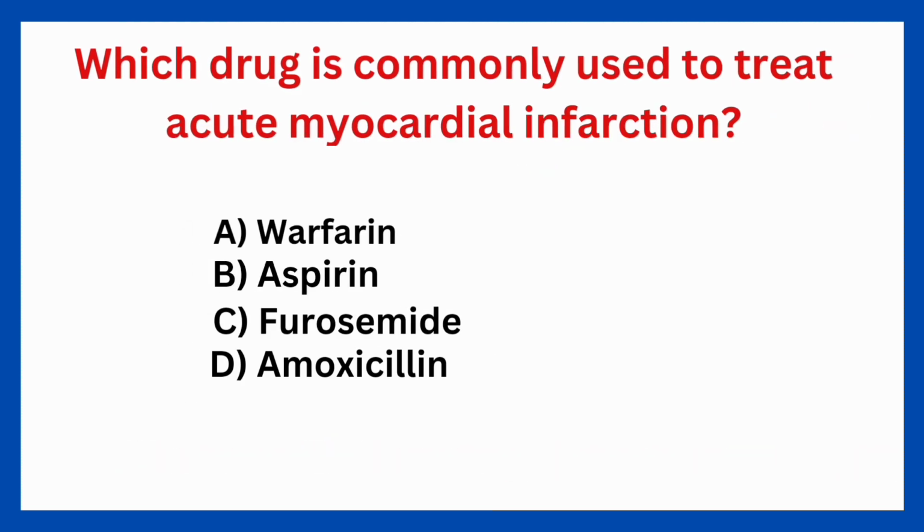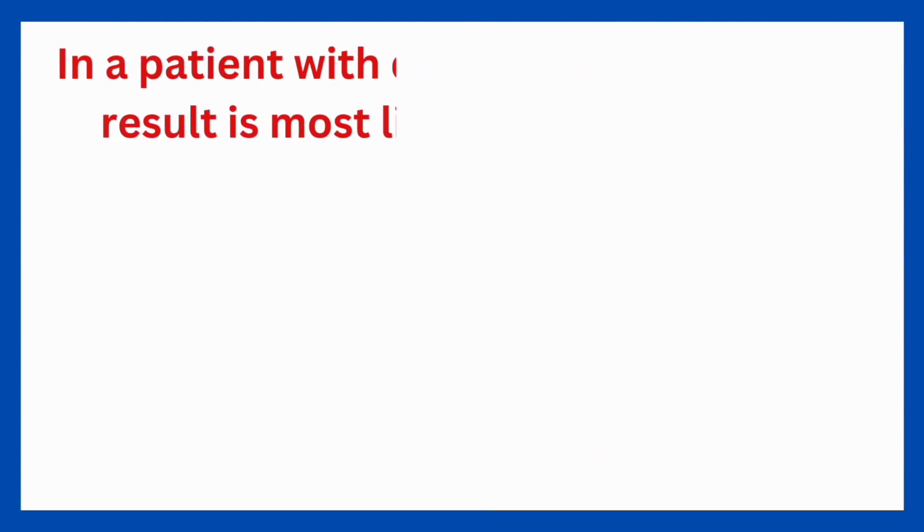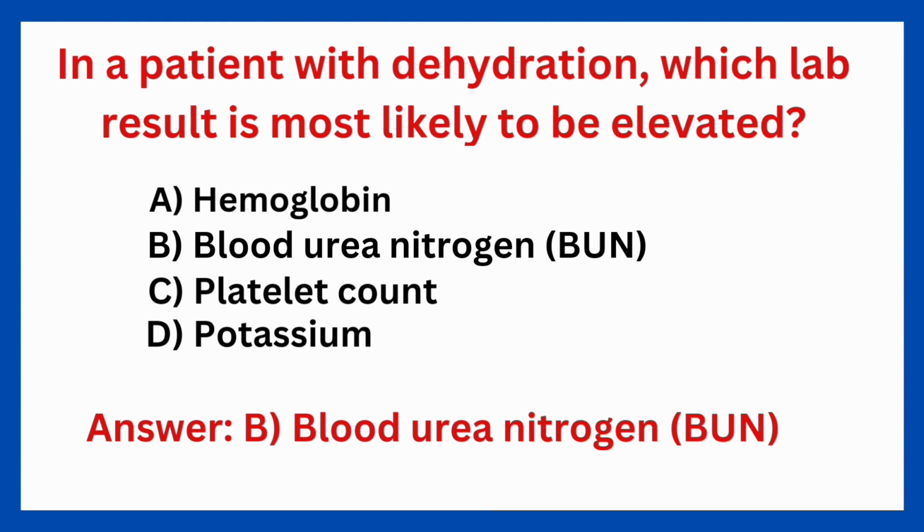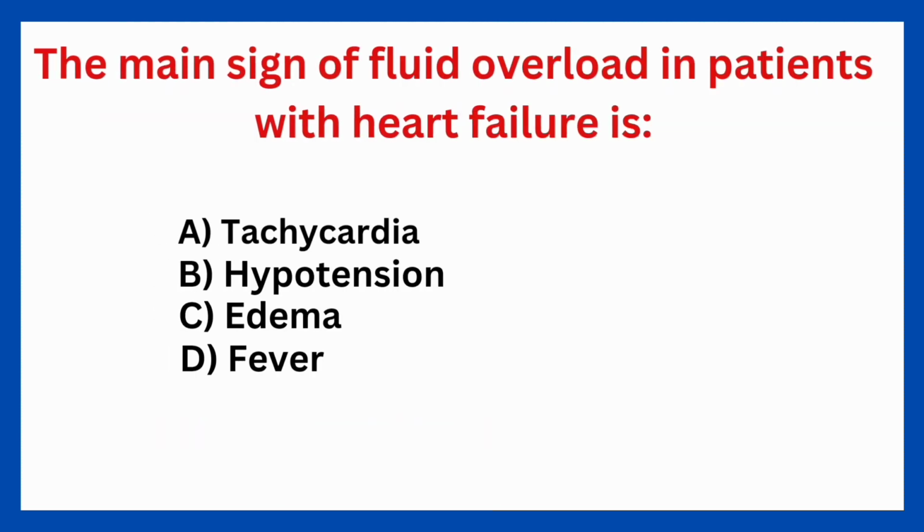Which drug is commonly used to treat acute myocardial infarction? Right answer is option B, aspirin. In a patient with dehydration, which lab result is most likely to be elevated? Right answer is option B, blood urea nitrogen. The main sign of fluid overload in patients with heart failure is. Right answer is option C, edema.